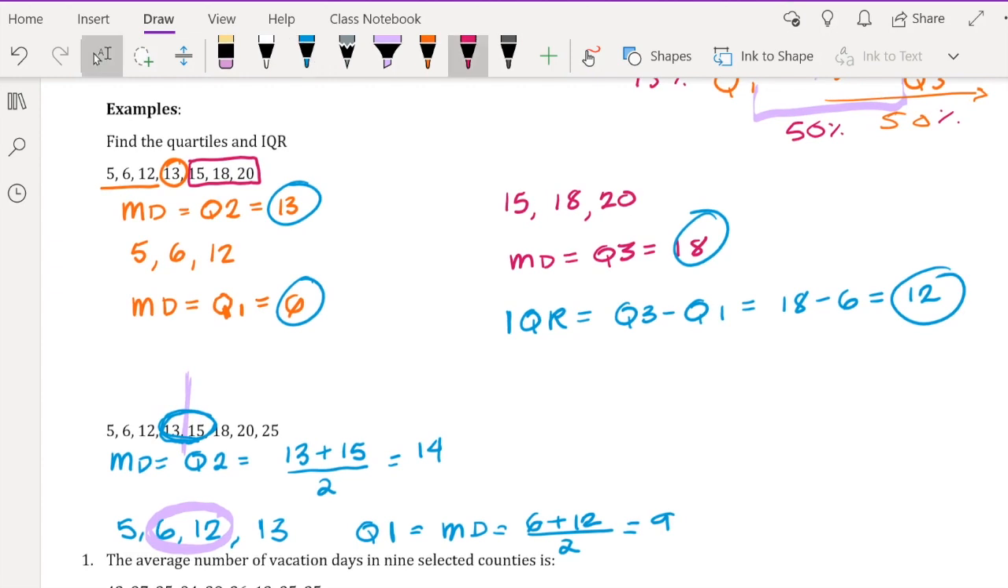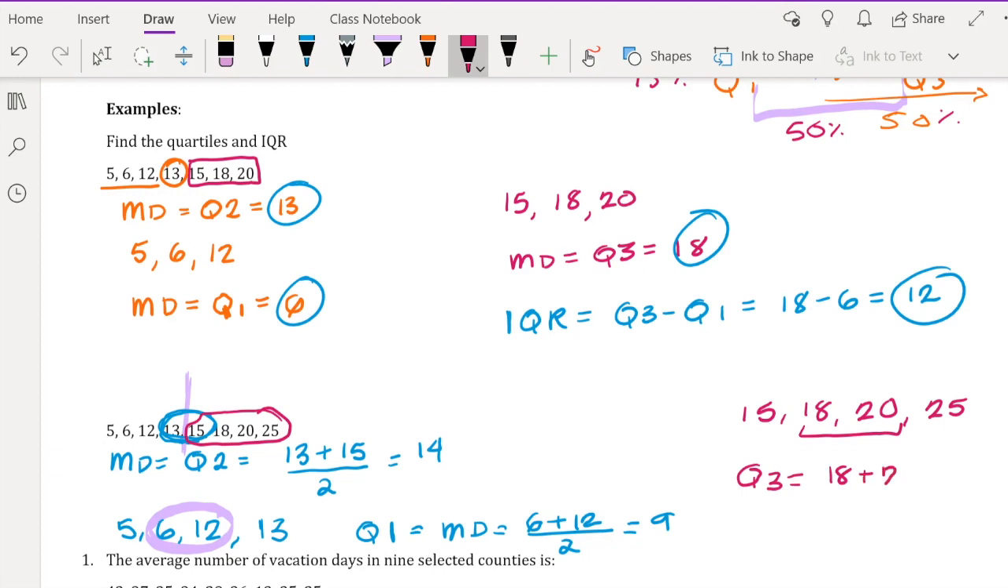Okay. Now I'm going to look at this portion of the data set. So that is 15, 18, 20, and 25. Because it's an even number of values, I look at these two. Q3 would be 18 plus 20 divided by 2. Q3 is going to be 19. There you go. If I want to do the IQR, it would be 19 minus 9. That's conveniently 10. Cool.